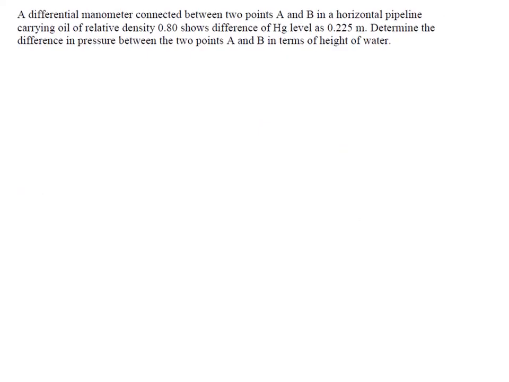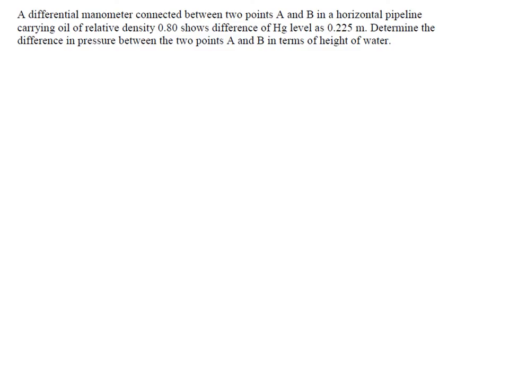So a differential manometer is connected between two points. In the last problem we took a vertical pipeline, now we have two points in a horizontal pipeline. We connect to the two points A and B. The pipe is carrying oil of relative density, which is specific gravity, 0.8. When it is connected, the difference of the mercury level is given, which is 0.225 meters.